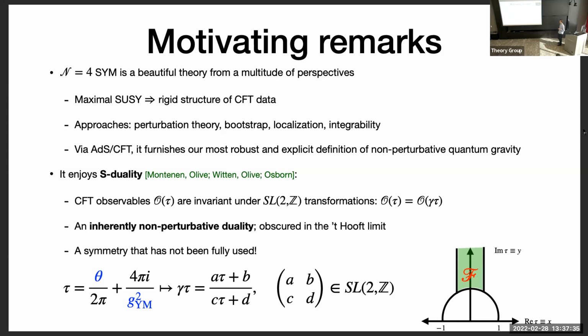And importantly, you can do computations at weak coupling, but really this is an inherently non-perturbative duality. And in fact, its existence is kind of obscured in the 't Hooft limit where you zoom in near the cusp.